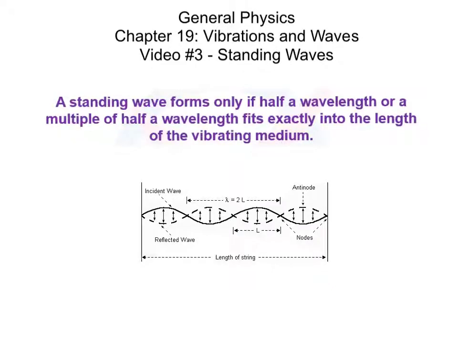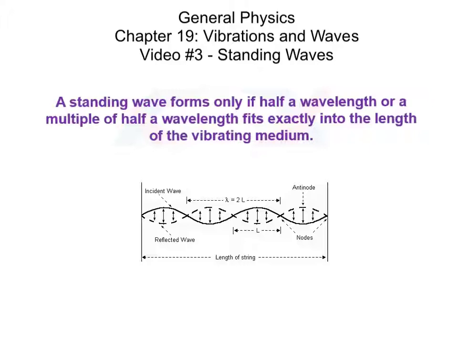Well, here we are with video 3 for chapter 19, Standing Waves. In this video, the main idea that we're going to cover is that a standing wave forms only if half a wavelength or a multiple of half a wavelength fits exactly into the length of the vibrating medium. We're going to look at standing waves by considering waves on a stretched string or spring, and then we'll be able to apply this to any waves.